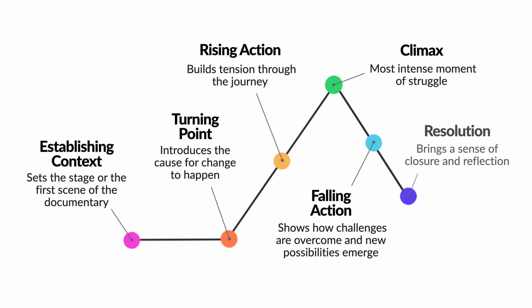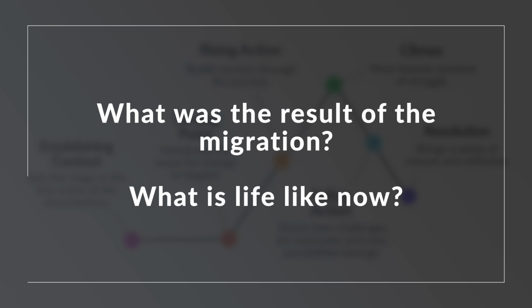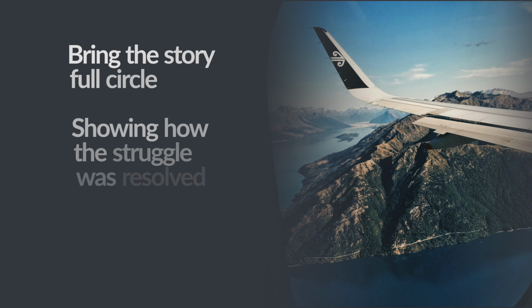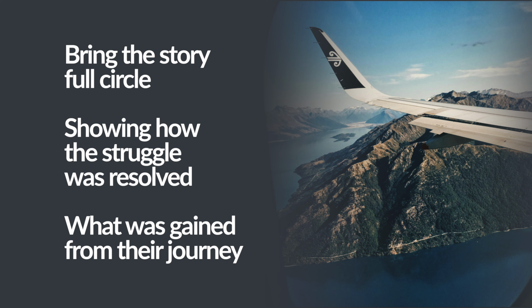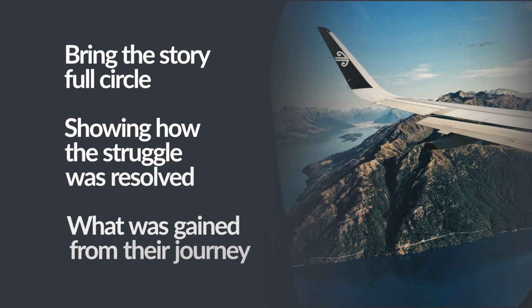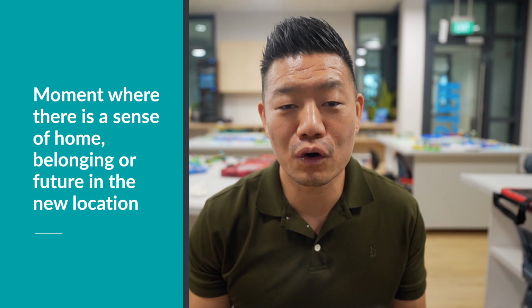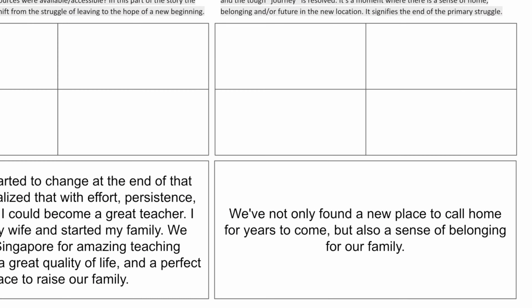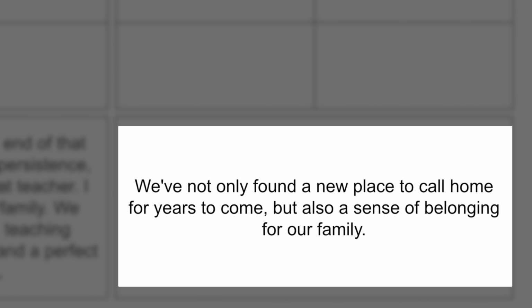And finally, for the resolution, I asked, what was the result of the migration? What is life like now? These questions help you bring the story full circle, showing how the struggle was resolved and what the person gained from the journey. It's a moment where there is a sense of home, belonging, and a future in the new location. It signifies the end of the primary struggle. Therefore, in my resolution script, I ended the story by explaining that I found a new sense of belonging because of the migration.